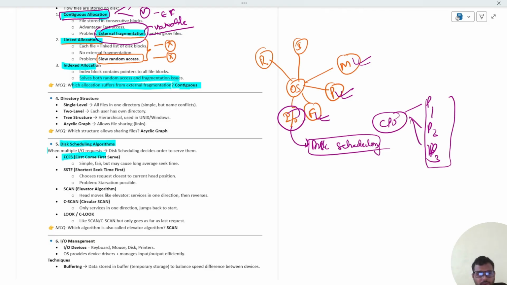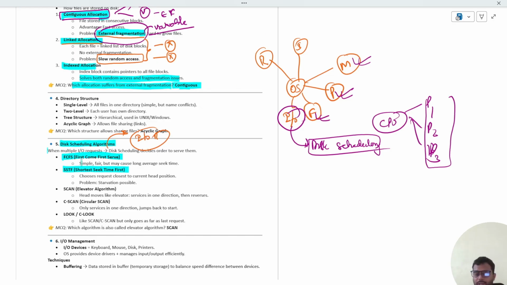One is first come first serve, which we have already seen. Another is shortest seek time first. What is seek time and how does the memory read? We will do all this in computer architecture when we read about memory management. But you just remember the names. Where do we require the disk scheduling algorithms? We require them when we have a large number of input output requests to be handled.